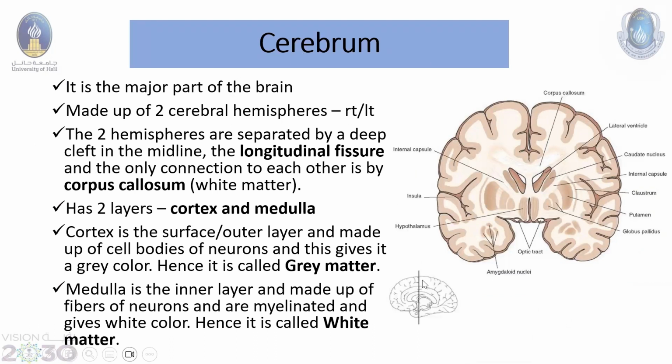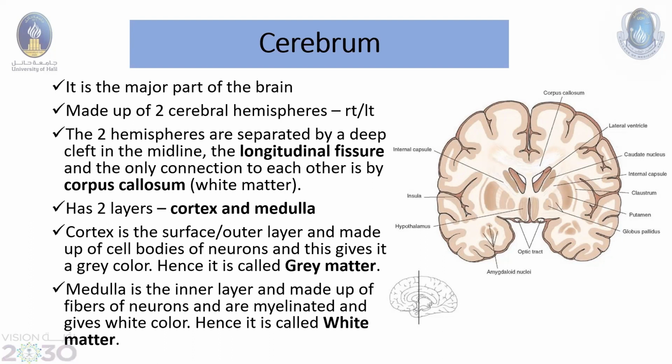If you take a coronal section, this is the view where you can see the left cerebral hemisphere and the right cerebral hemisphere. These two hemispheres are separated by a deep fissure called the longitudinal fissure. This is the longitudinal fissure which separates the left and the right cerebral hemispheres. And the only connection between the right and the left cerebral hemisphere is through a structure called the corpus callosum, which connects the right cerebral hemisphere with the left.